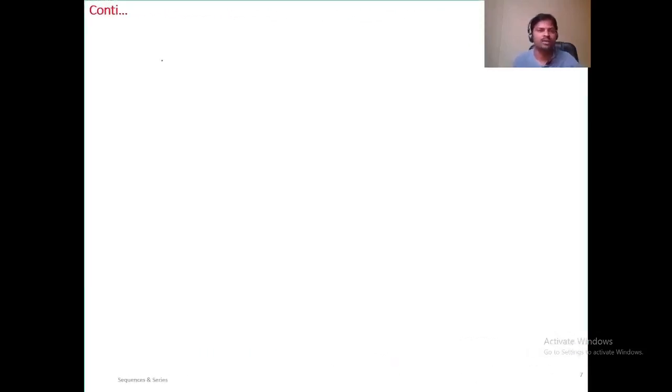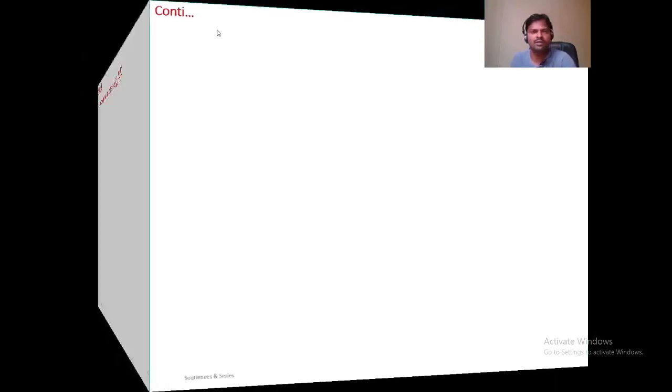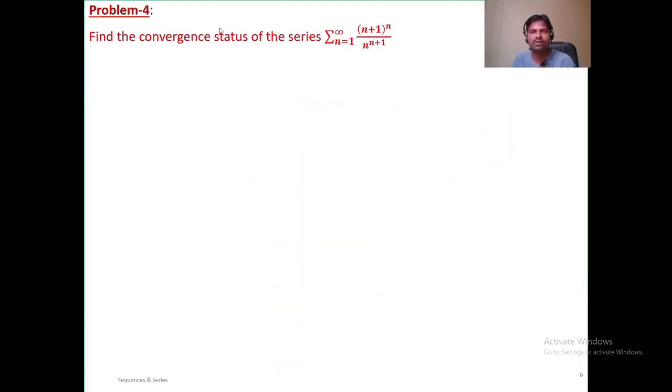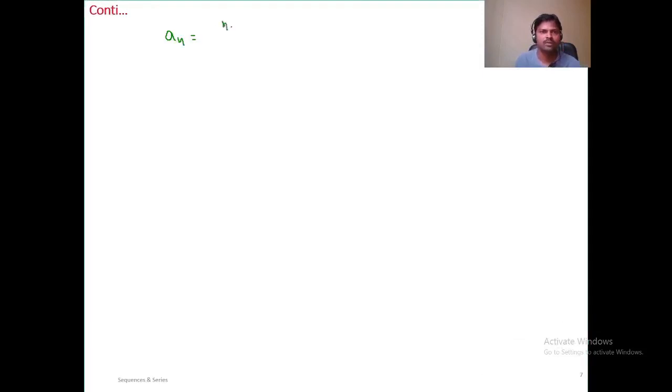So let me apply. First, what is an? An is the nth term. Let me go back: (n plus 1) whole to the power of n upon n to the power of n plus 1. Now I want to apply the ratio test, to check whether it is applicable or not. Actually, the ratio test is most suitable if factorial terms are present. But here, since the nth root test is failing, we are moving on to another test. One of the tests is the ratio test. Whether it is applicable or not, we will look at this.